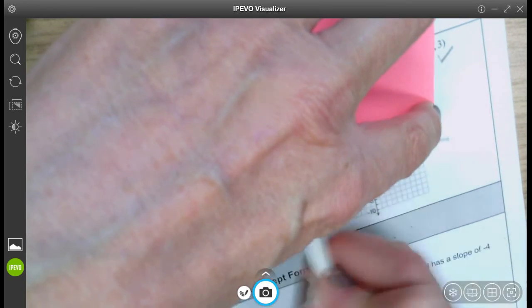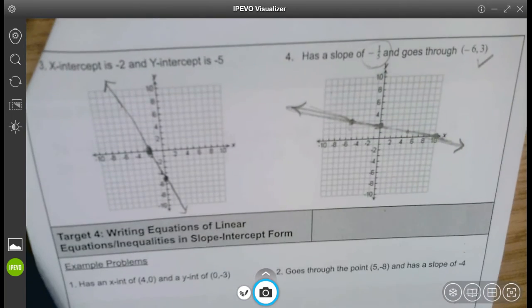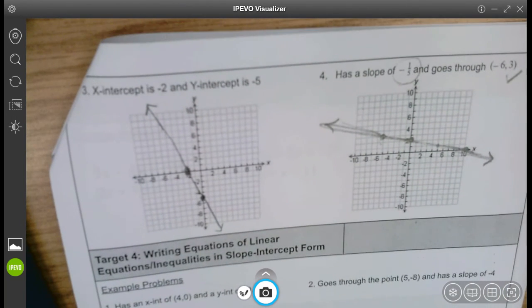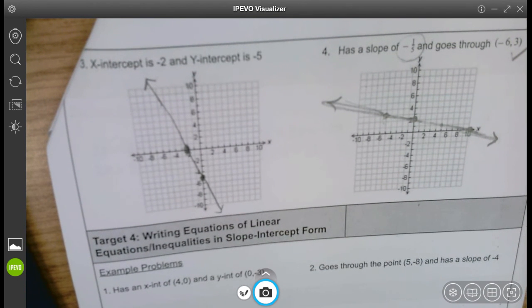And again, they didn't say anything about an inequality, so I'm going to keep it a straight line. I'm not going to do any shading. And when we get to target 4, we'll start writing equations for that. It's a little trickier with this one, but we'll work on those in the next target.